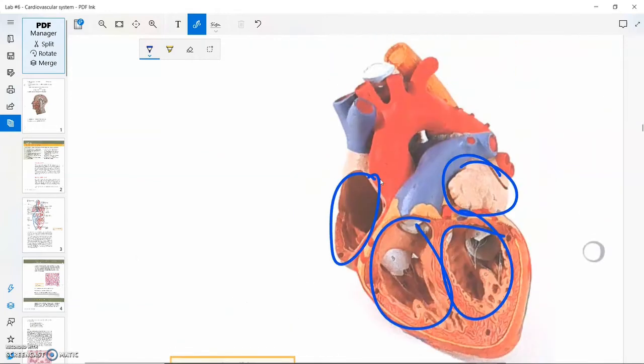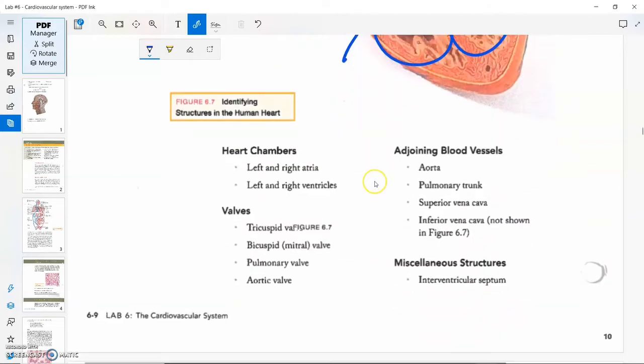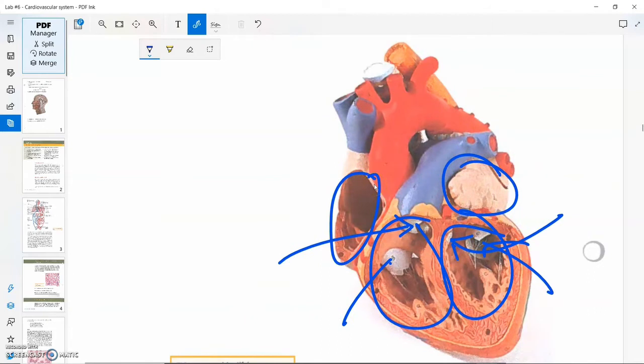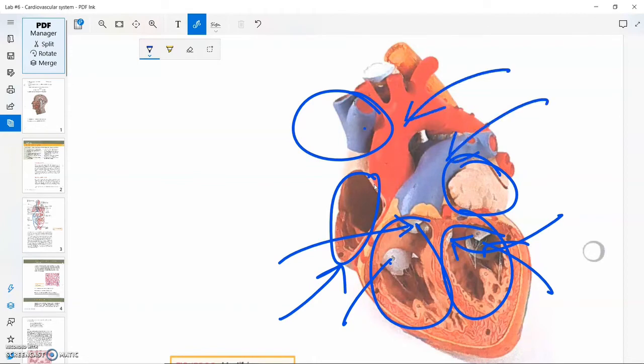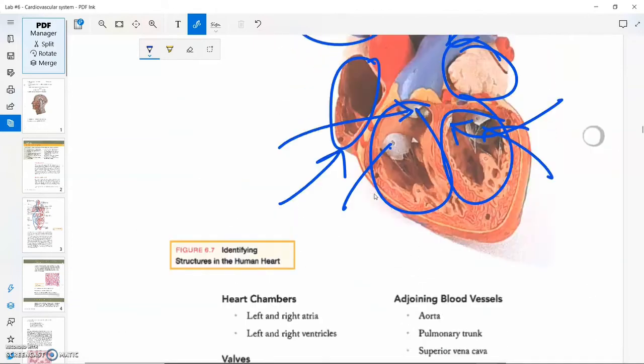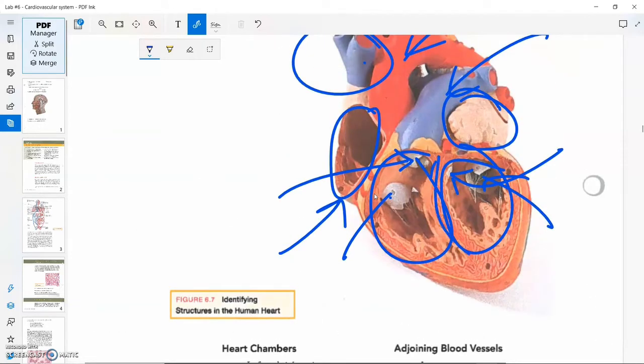Valves. So tricuspid valve is right here, bicuspid is here. That's pulmonary valve here. This one is an aortic valve. Blood vessels, so superior vena cava and inferior vena cava is somewhere here. This is aorta and this is the pulmonary trunk. And interventricular septum is right here. It separates two ventricles.